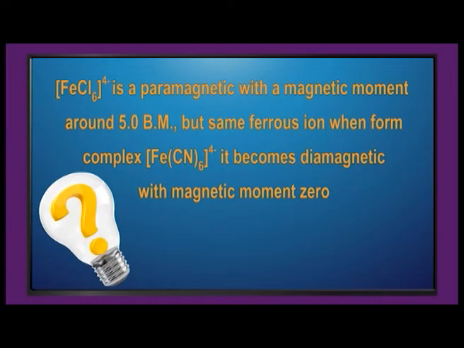Now let's see a situation and analyze its crystal field explanation. The question for you is, FeCl6 4 minus is paramagnetic with a magnetic moment around 5 Bohr magneton. But the same ferrous ion, when it forms the complex Fe(CN)6 4 minus, becomes diamagnetic with magnetic moment 0.